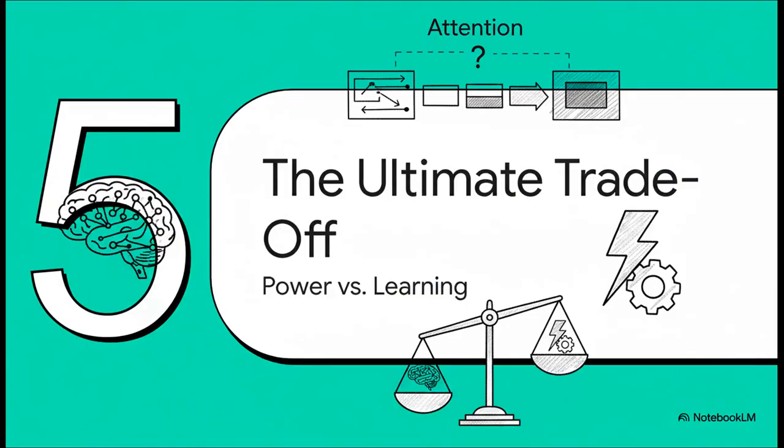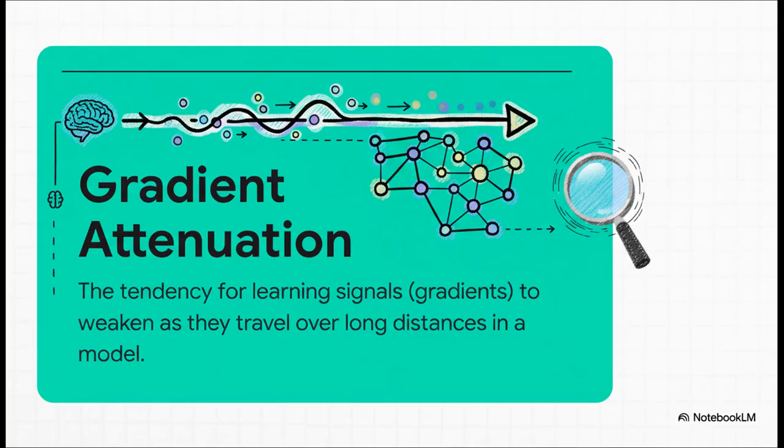All right, let's get to the final, and you could argue the most important finding of all, because it reveals a fundamental trade-off that sits at the very heart of how we design these incredible AI architectures. So this all comes down to how these models actually learn. For a model to remember something from way, way back at the start of a long sequence, the learning signal, what we call the gradient, has to travel all the way back without fading out. And this fading problem? That's called gradient attenuation.